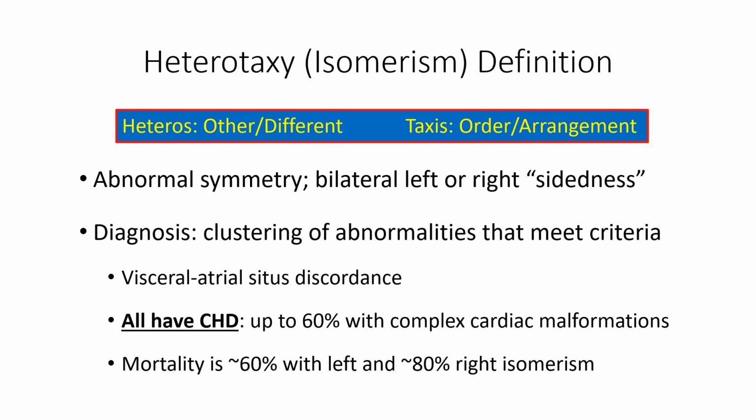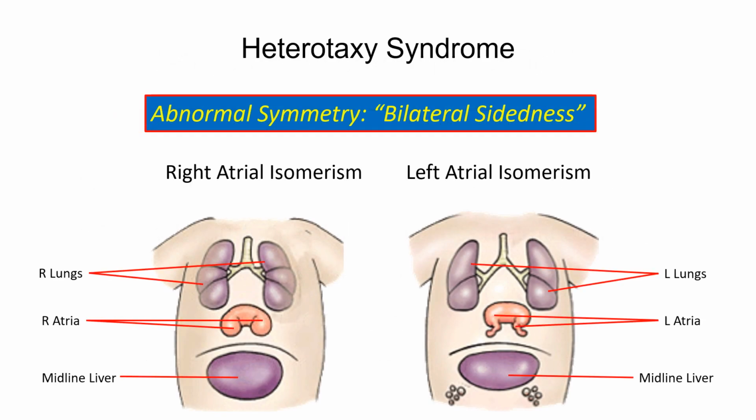All of these patients have congenital heart disease, up to 60% of them with complex cardiac malformations, and the mortality rate is about 60% with left atrial isomerism and up to 80% with right atrial isomerism. Now, in these fetuses, the liver is usually bilaterally symmetrical and the stomach may be left-sided, right-sided, or midline, essentially due to a common gastrointestinal mesentery.